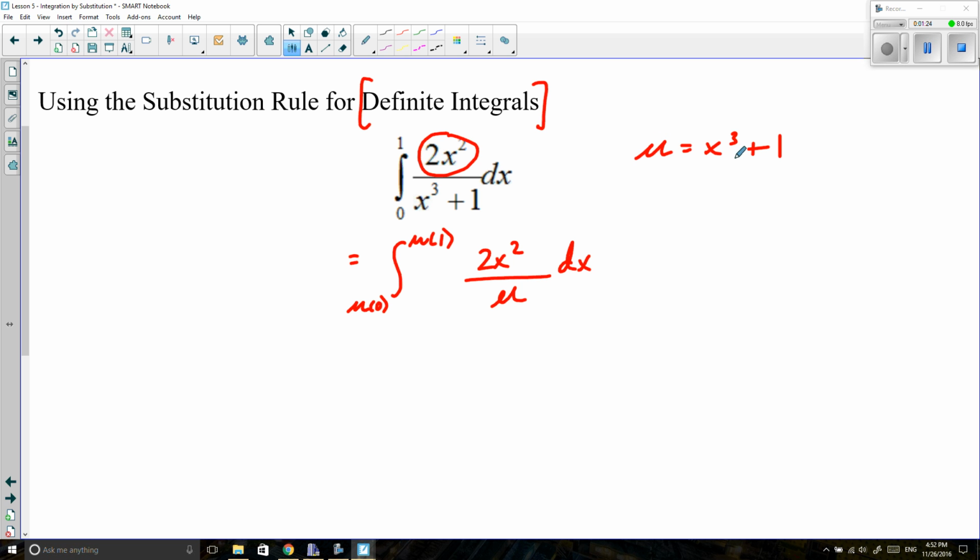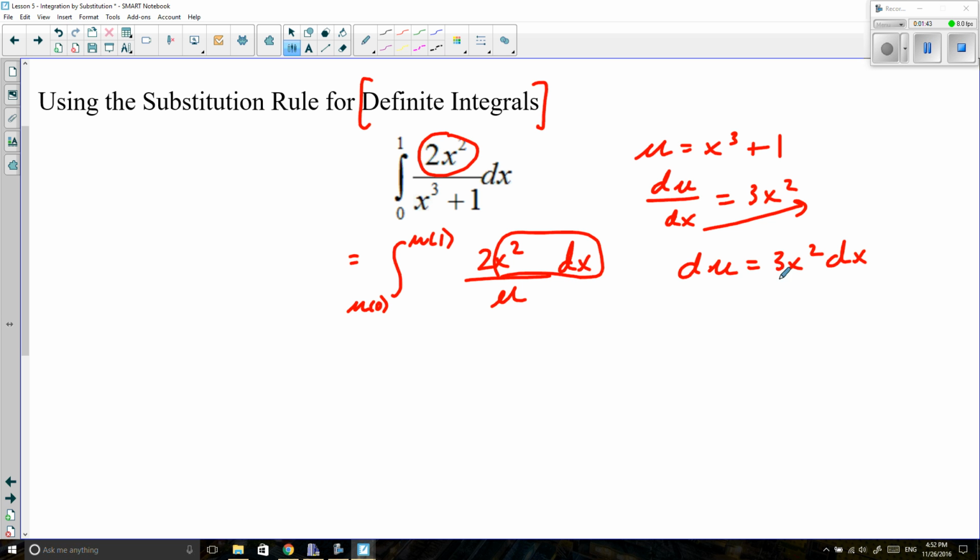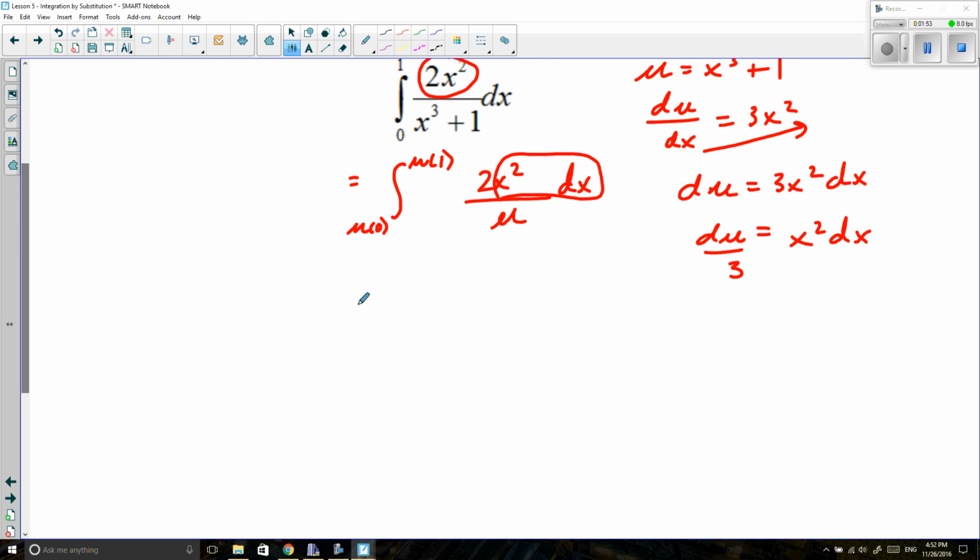Going back to u is equal to x cubed plus 1, I'm going to take the derivative. I get du dx is equal to 3x squared. I can see that I can get x squared times dx in here by taking dx and bringing it to the other side. So du is equal to 3x squared times dx. Therefore, x squared times dx is just du over 3. So there is the substitution that I'm looking for to rewrite everything in terms of u.